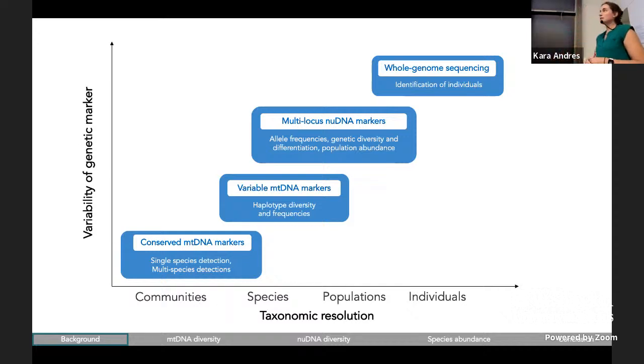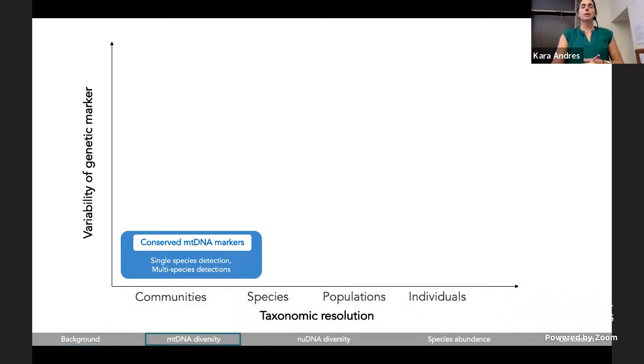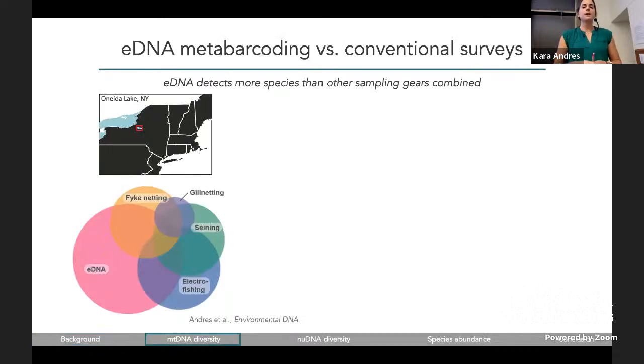For the remainder of this talk, I'm going to walk us through studies that I accomplished during my PhD dissertation research that are going to cover at least the first three categories of these different genetic markers. Starting with conserved mitochondrial markers, for this research I partnered with researchers at the Cornell Biological Field Station, which is situated on Oneida Lake, a large inland lake in upstate New York.